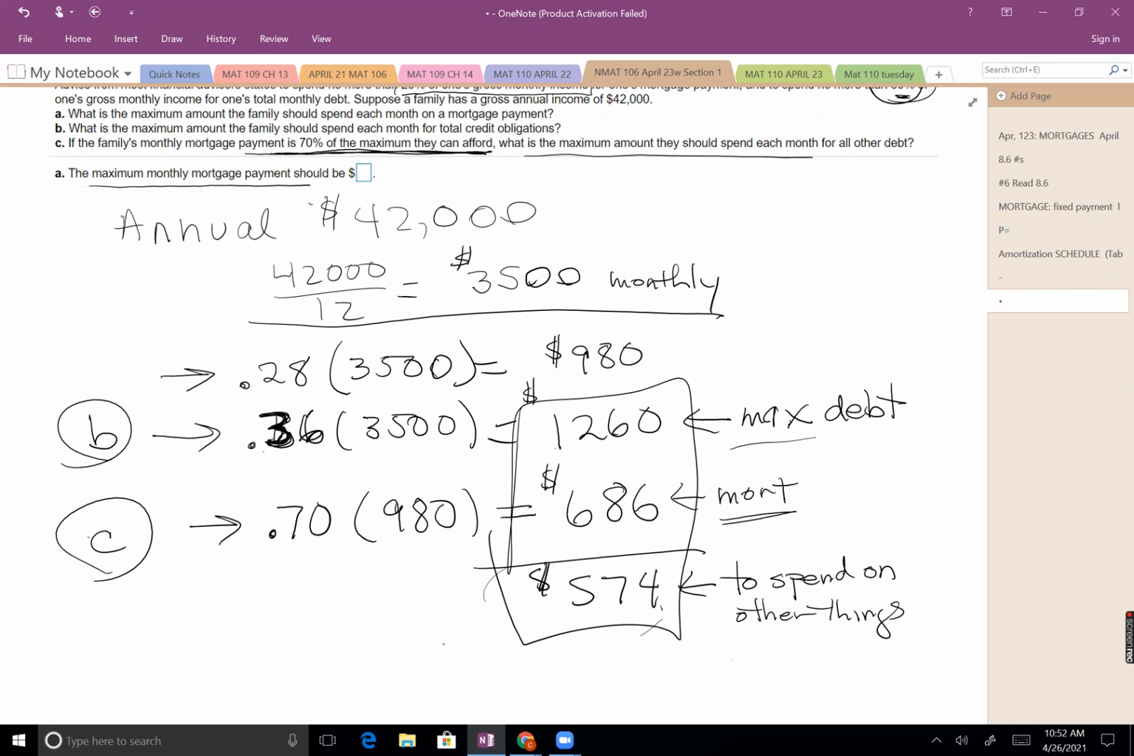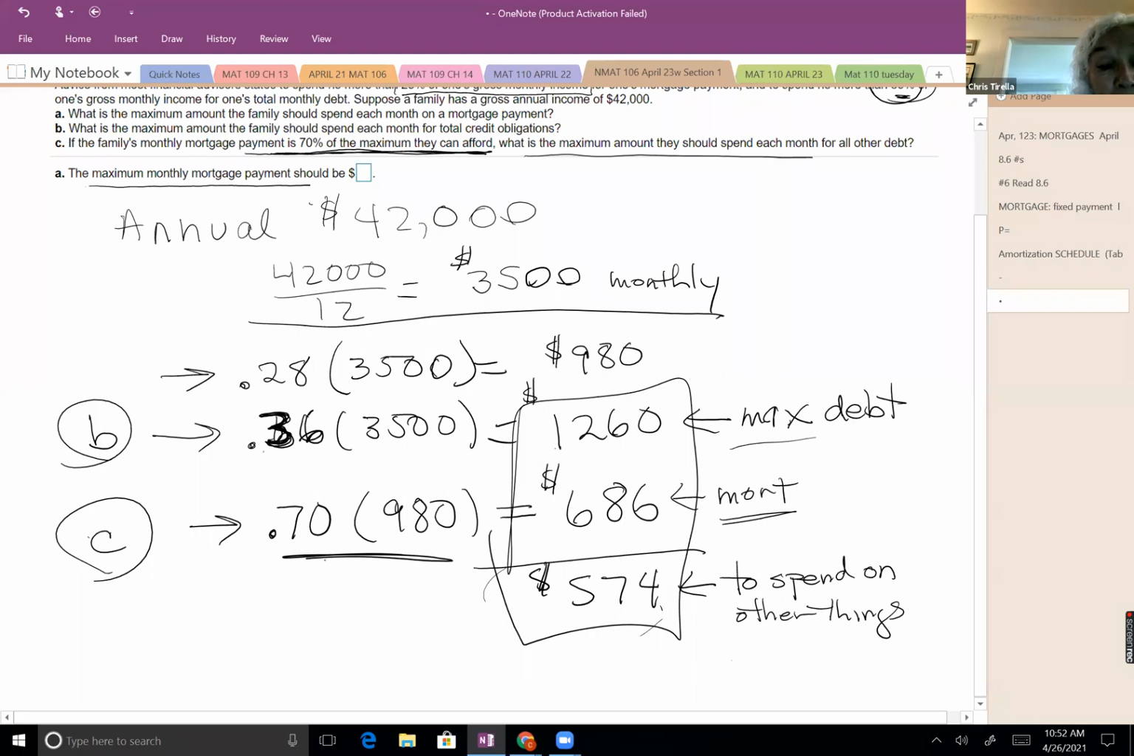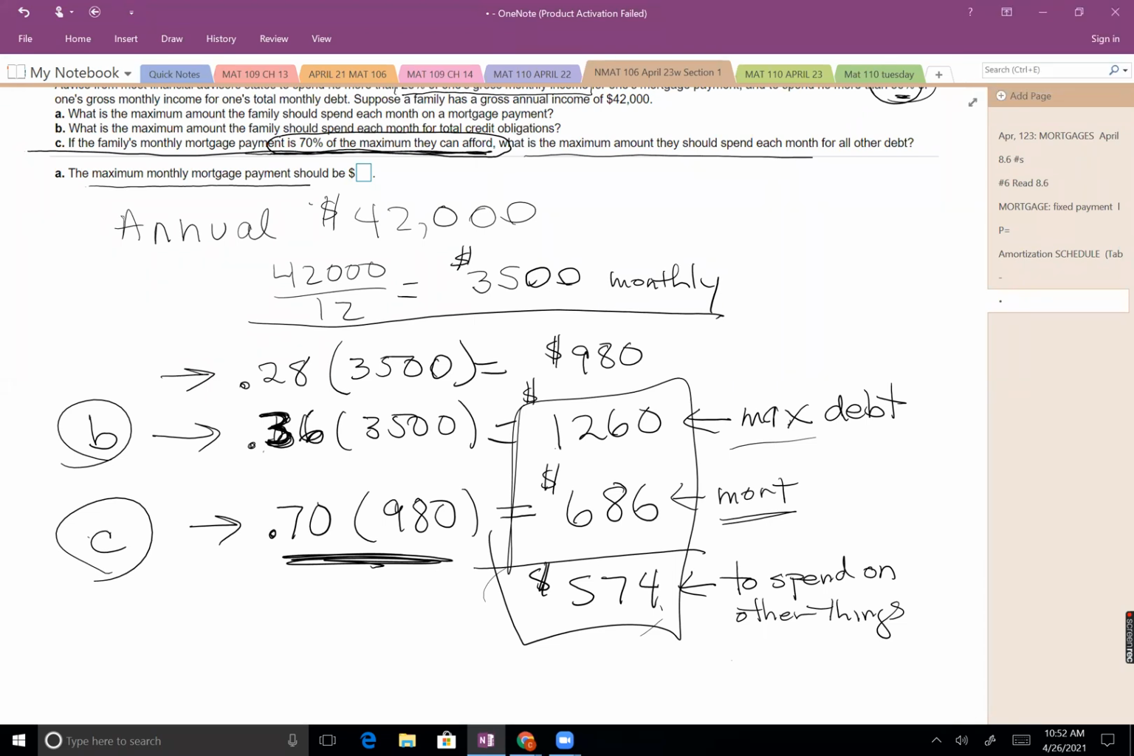So you just subtract A and B? No, we have to take 70% of A. Over here, do you see how they say they're only paying 70% of the maximum? And that's what we subtract from B. So multiply 70% by A.